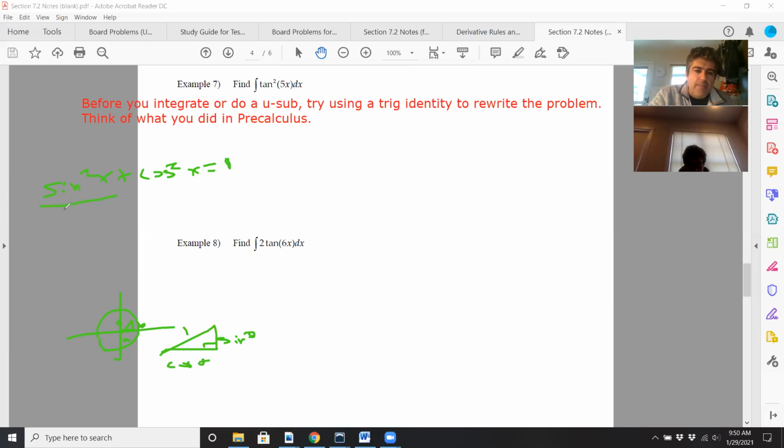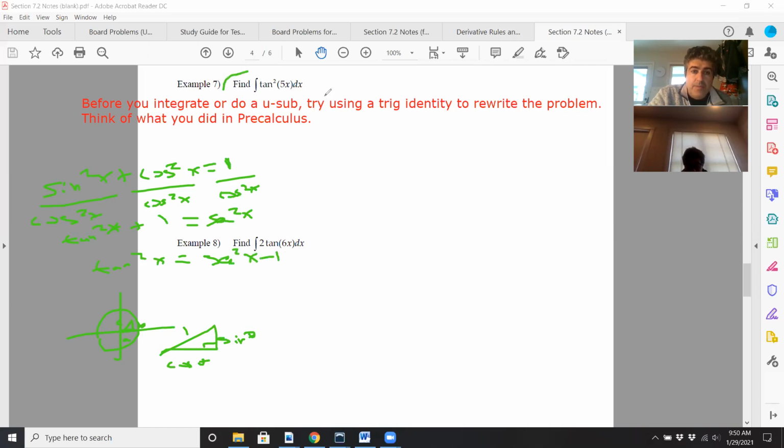What if you divided all this by cosine squared? Then you would get tangent squared, because sine over cosine, that's another identity. Sine over cosine is tangent, so tangent squared x plus 1 equals secant squared x. Or tangent squared x equals secant squared x minus 1.